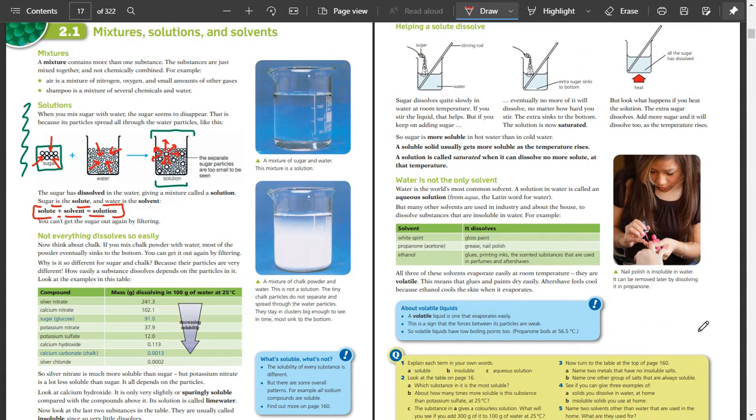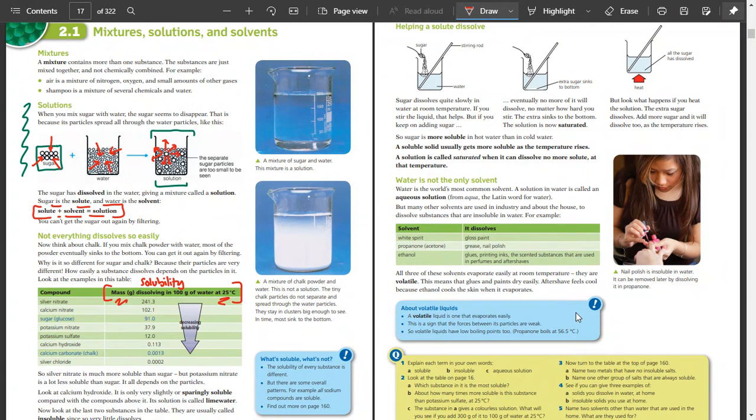So not everything dissolves very easily. Here we've got a range of compounds, and this term over here, mass in grams dissolving in 100 grams of water at 25 degrees centigrade, is called solubility. Let's write that down.